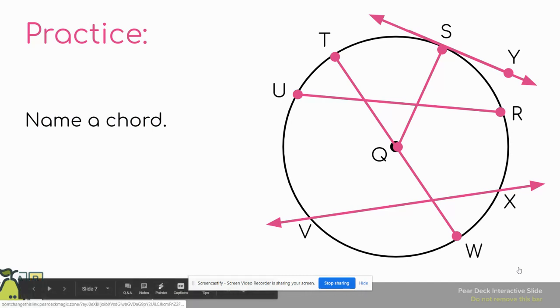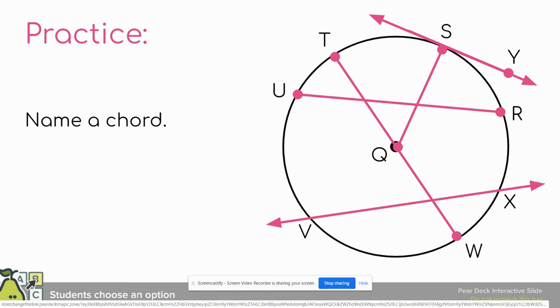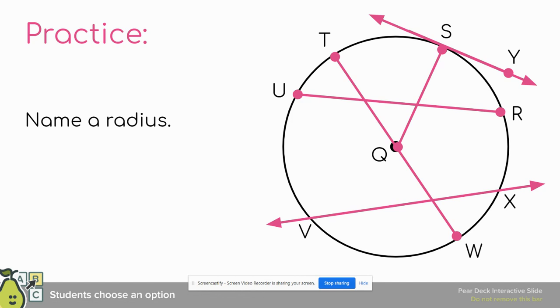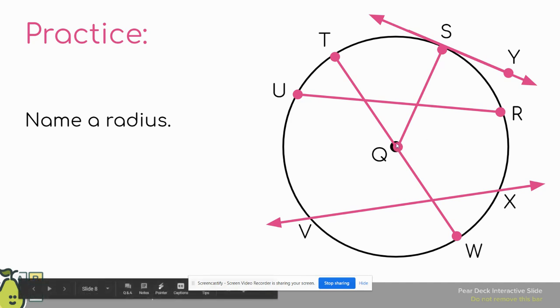So looking at this circle, you can pause for a second and try to name me a chord. So you should have picked UR or RU. Another one you could have picked is technically TW or WT, which is a diameter, but we learned that diameters are chords. So now name for me a radius. Remember, radiuses go from the center out, so you could have picked QS, QT, or QW. And those were all the segments that are inside a circle.